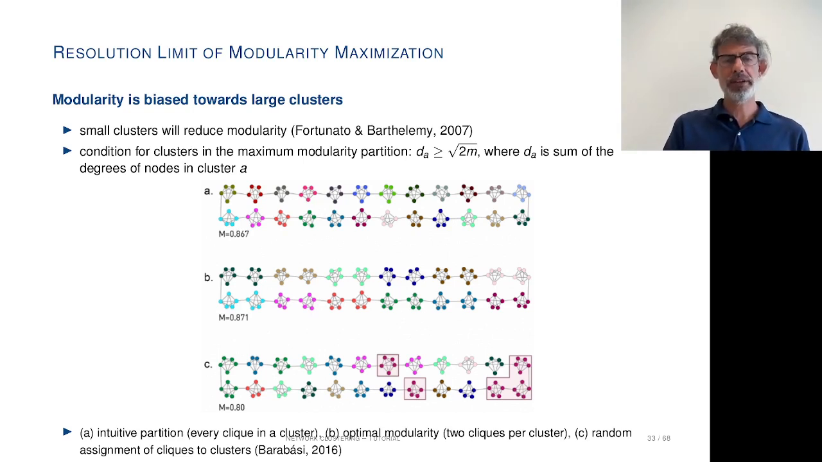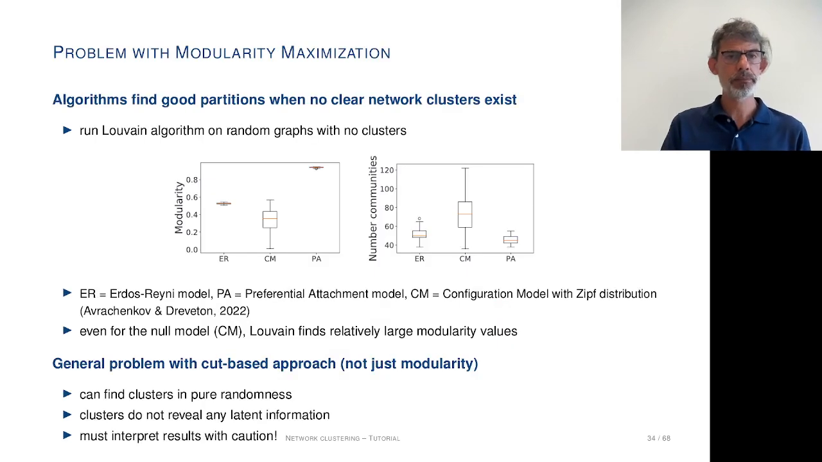and this gives a modularity value of 0.871, which is larger than A. And in figure C, we have a random assignment of cliques to clusters, also showing that if you randomly assign these cliques, ignoring the ring structure of the cliques, you also get a pretty high modularity value of 0.8. So there are issues with modularity, this resolution limit of modularity.